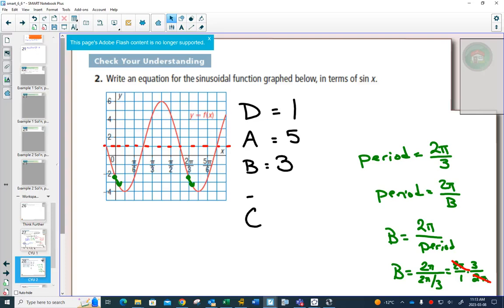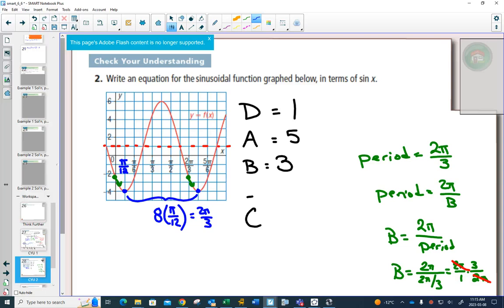I could count. I could count that there's 1, 2, 3, 4, 5, 6, 7, 8 boxes between the minimum to the minimum. I need to figure out then what one box is. Can you see that if 2 boxes are pi over 6, one box would be pi over 12? And then 8 of them would be 8 pi over 12s. And 8 pi over 12 also reduces to 2 pi over 3.